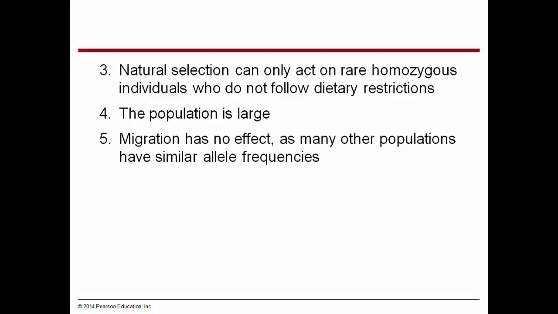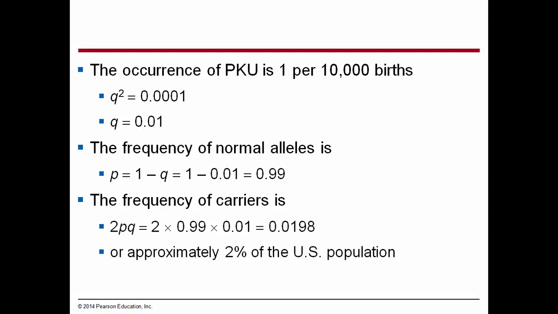Just because populations travel from one area to another and mix with another population, the rate of PKU is relatively the same in any human population wherever you travel. The occurrence of PKU is 1 per 10,000 births. So that's Q squared equals 0.0001, or Q equals 0.01. The frequency of normal alleles is P equals 1 minus Q, 1 minus 0.01 equals 0.99.